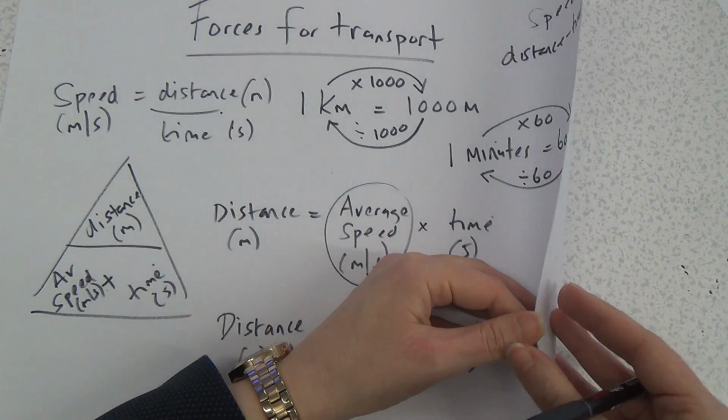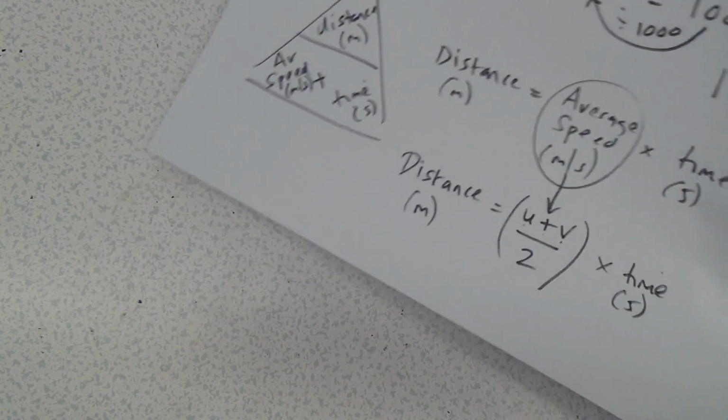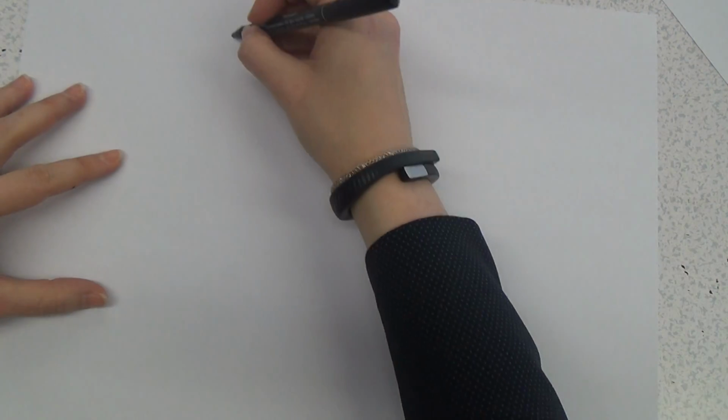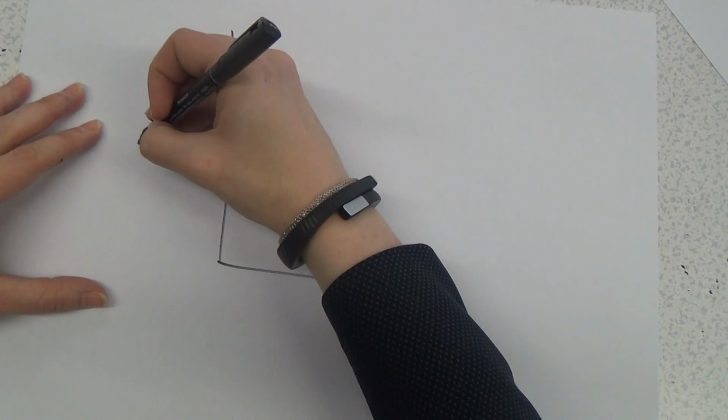So calculating speed, we can rearrange the equation. You might need to convert units. But one thing that obviously comes up is distance time graphs.